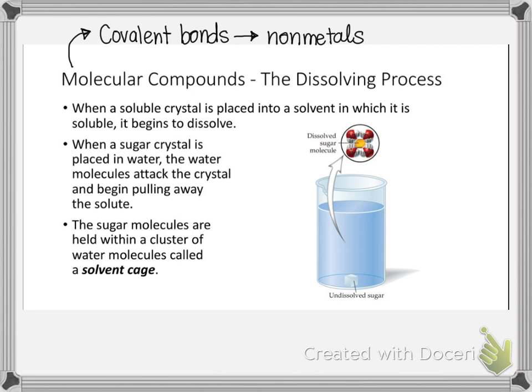Now all of a sudden, I see it says when a sugar crystal is placed in water, the water molecules attack the crystal and they pull it away from the solute. So they come around the crystal and they start pulling the sugar into the water. The sugar molecules are held within a cluster of waters, which is a solvent cage. And that's what they're trying to show you here. The red around it is the water. This is the water. And in the middle is a sugar molecule. So the sugar isn't next to any sugar. Once it dissolves, you have sugar and it's surrounded by water.